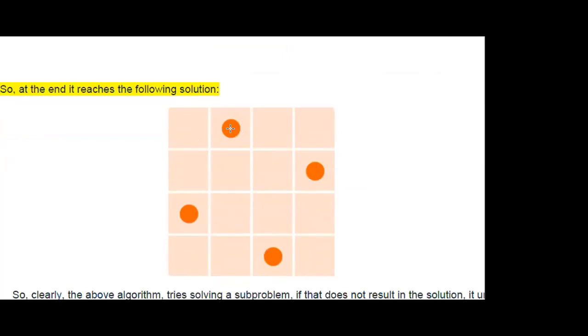Like this queen: the attacking positions are this one and this one. The attacking positions are this one and this one. Attacking positions are this one. Attacking positions are this one and this one. The attacking positions are this one. So for this queen, these are the attacking positions, so there is no contradiction. And for this queen again, the attacking positions are this and this.